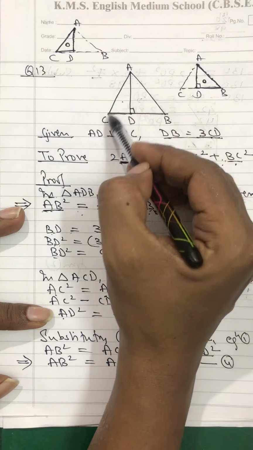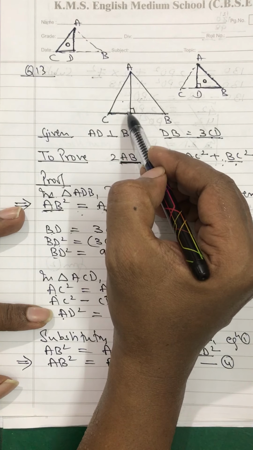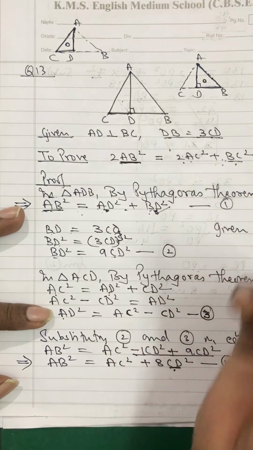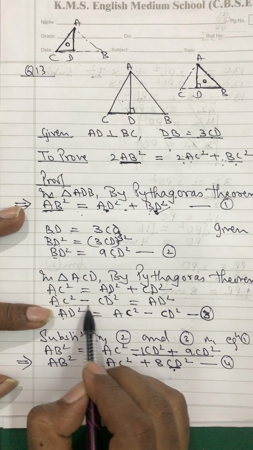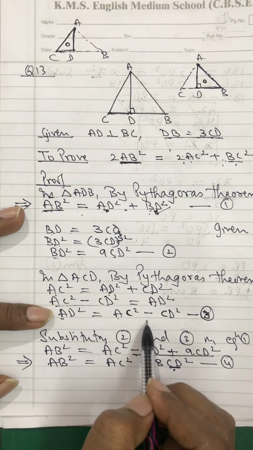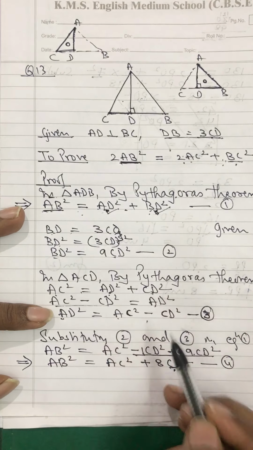Actually, it is going to be AC square is equal to AD square plus DC square because the hypotenuse is this. But I want the equation of AD square. So I shifted CD square to the other side. AC square minus CD square is equal to AD square. I got the expression for AD square also.